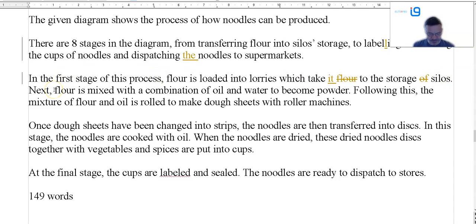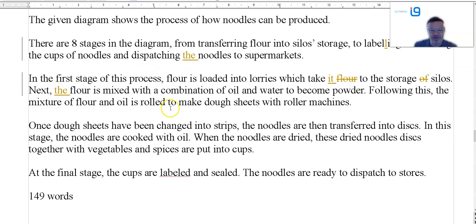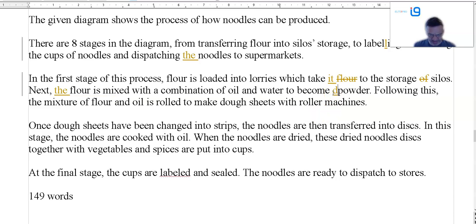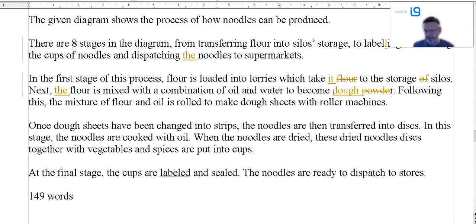"Next, the flour is mixed with a combination of oil and water to become powder." Well, it's not powder, is it? Isn't it dough? "Following this, a mixture of flour and oil is rolled to make dough sheets with roller machines." Okay.